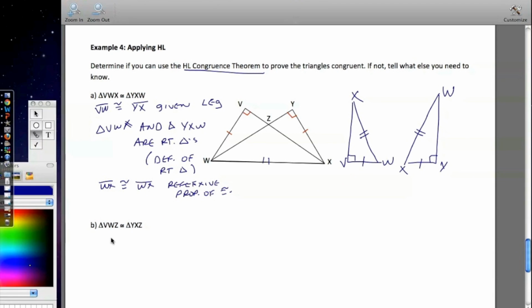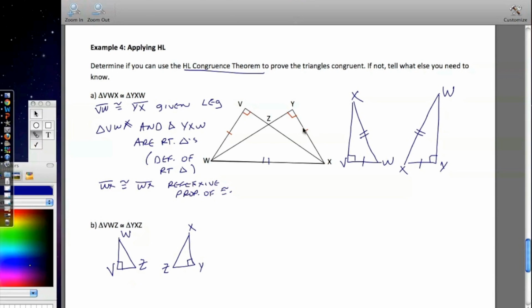Another one, and the last problem that we will attempt on this, is to say that triangle VWZ is congruent to triangle YXZ. So let's draw those two out. VWZ, so this is going to be V, this will be W, this will be Z. I have a right triangle here. And I also have this other right triangle over here. That will be YXZ. So this is Y, and this is X, and this is Z.